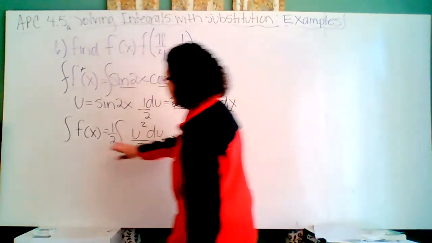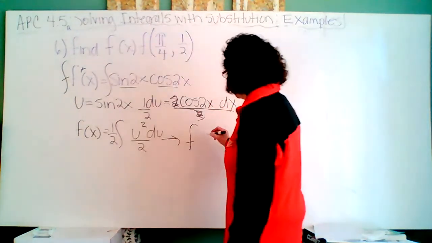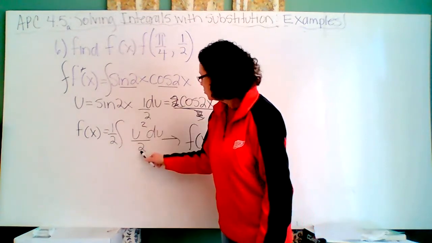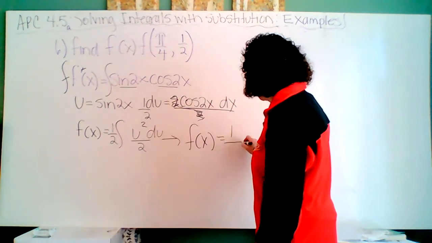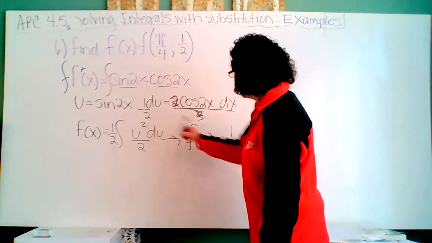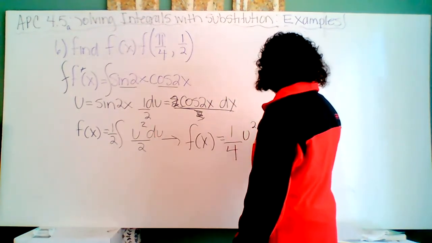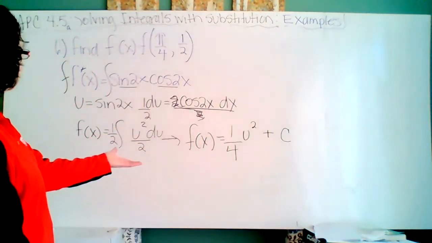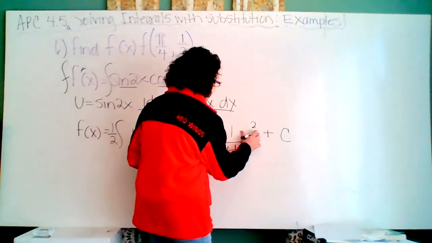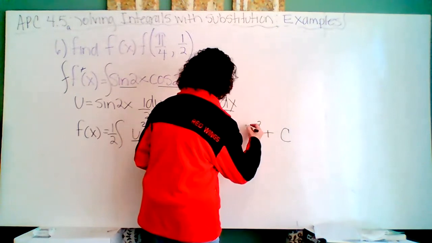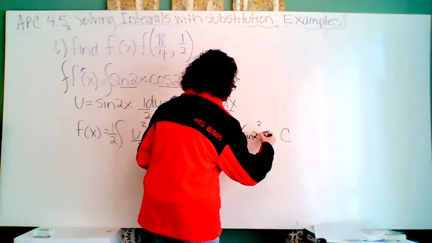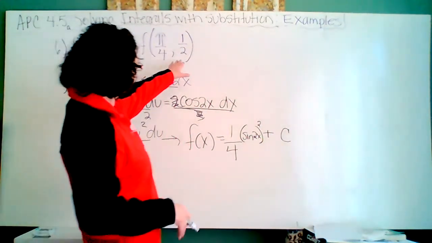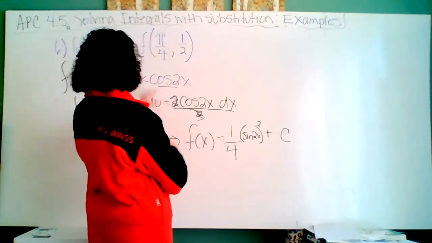So I now have f of x equal to 1 in the numerator, and I have 2 times 2, so a 4 in the denominator, right? And u squared plus c. Now that I have integrated, I'm going to replace my u with sine of 2x. There we go. Now, what the book has done is they have given me a starting point so that I can find the c. So let's go ahead and do that.